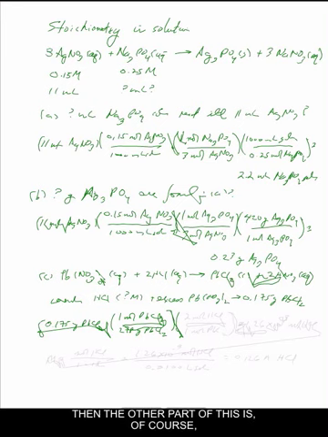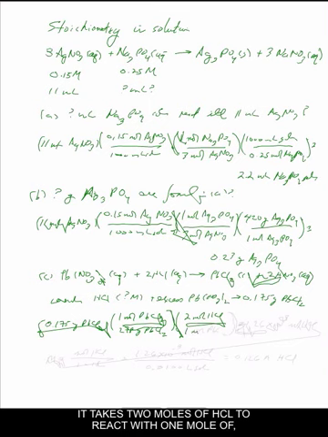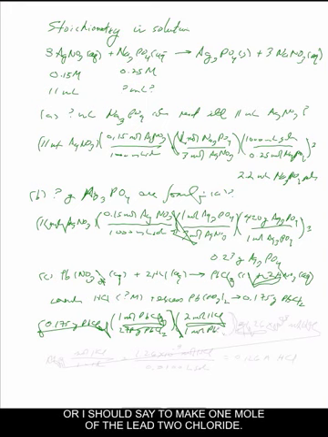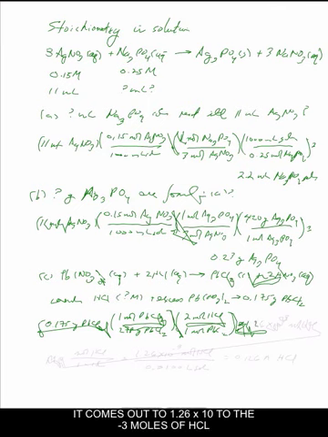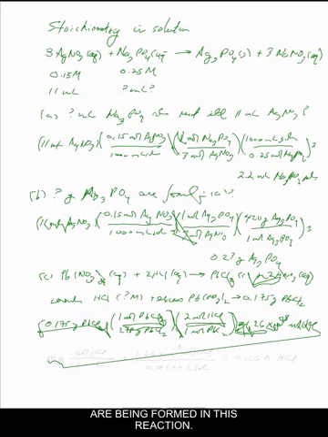Then the other part of this is, of course, it takes 2 moles of HCl to react with 1 mole of the lead 2 chloride, or I should say to make 1 mole of the lead 2 chloride. So when I do this arithmetic, it comes out to 1.26 times 10 to the minus 3 moles of HCl being formed in this reaction.